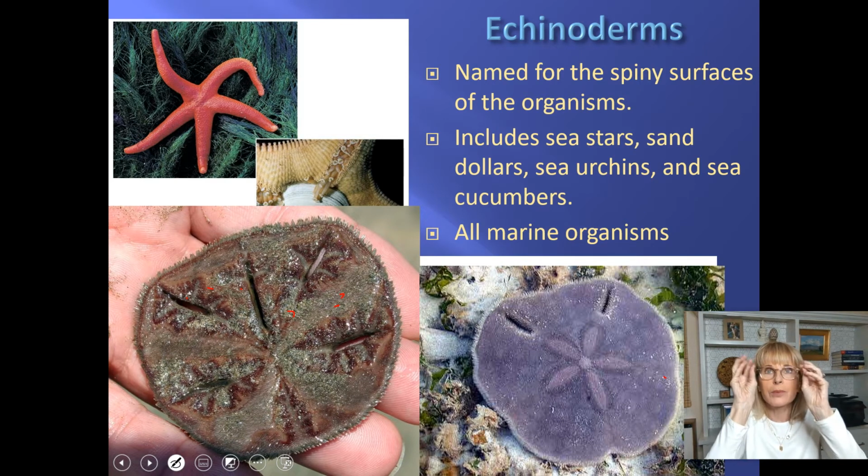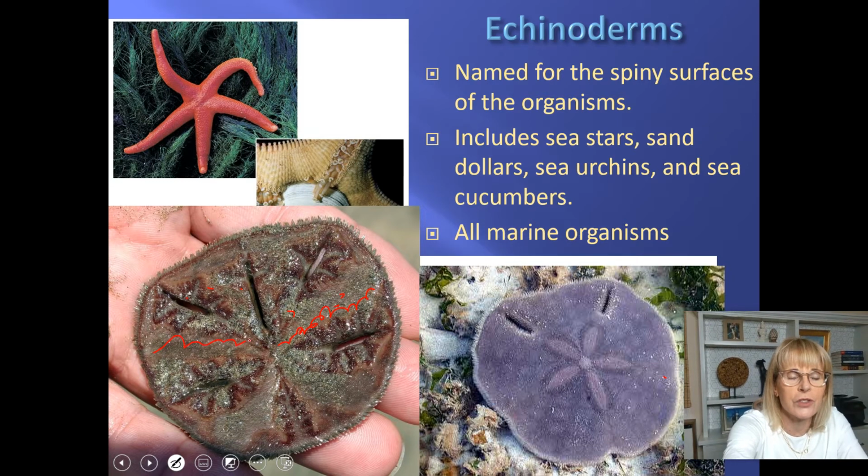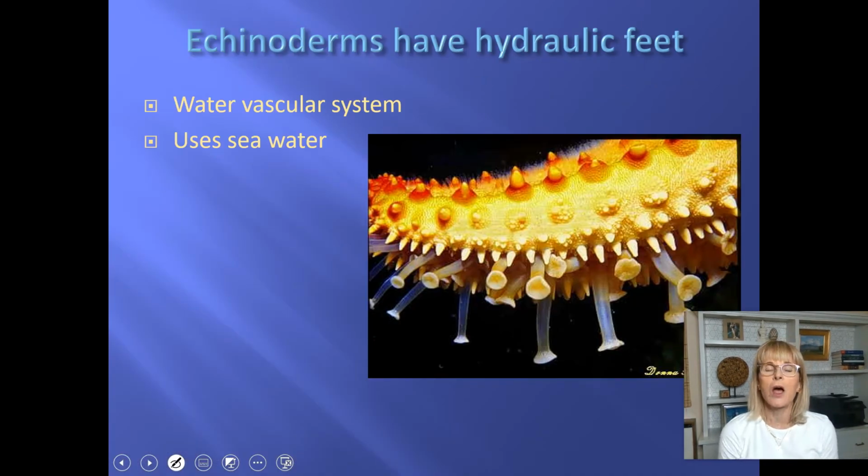that will grab little bits of protozoa and algae out of the ocean, and then they will hand it one to another, to another, to another, until it gets to their mouths. So that's how they feed. All of the echinoderms have a vascular system that uses seawater. So they don't have blood vessels that carry blood. They have a vascular system that carries seawater.